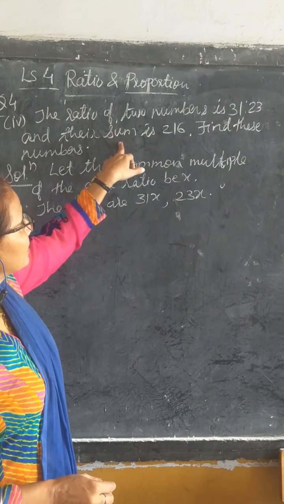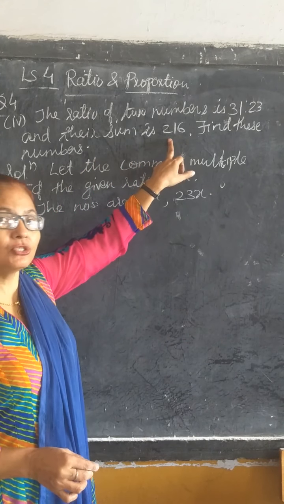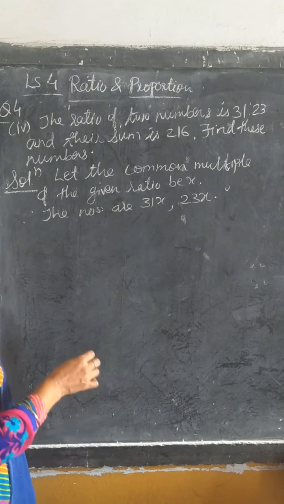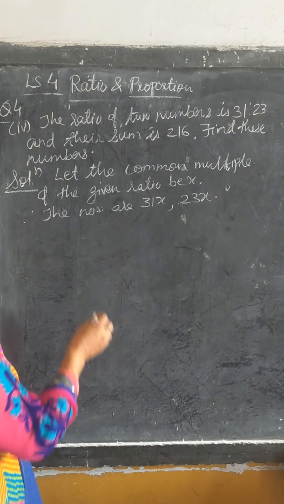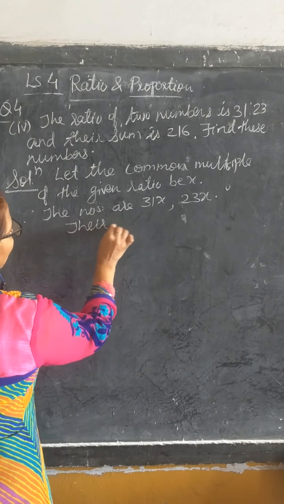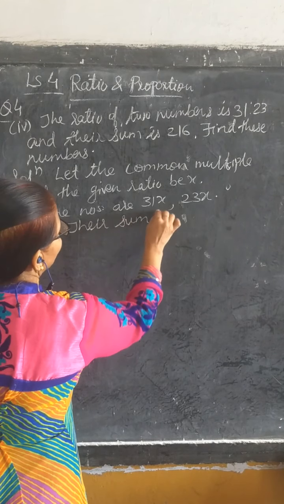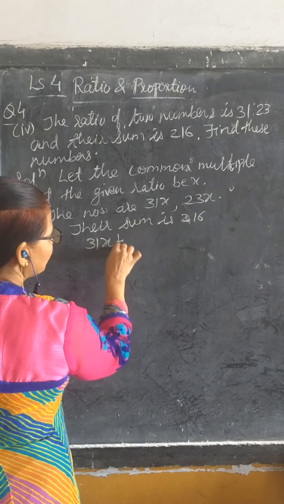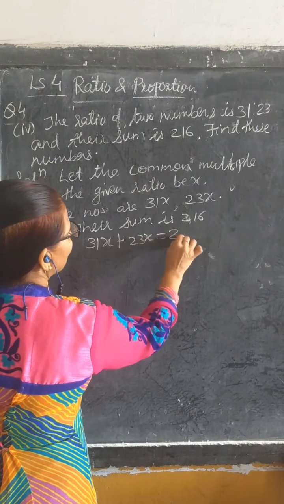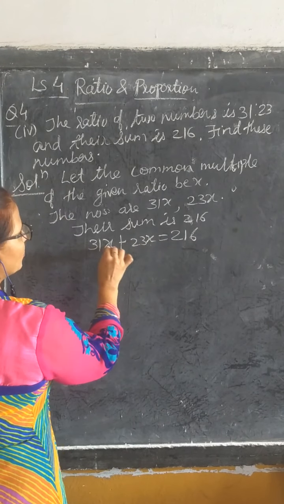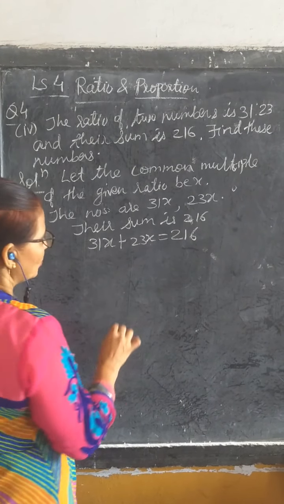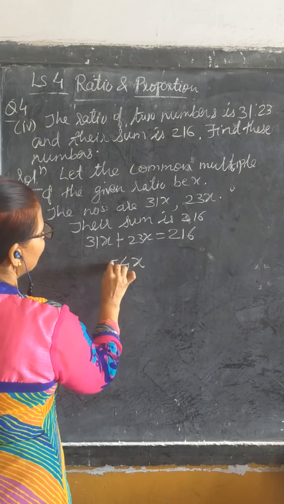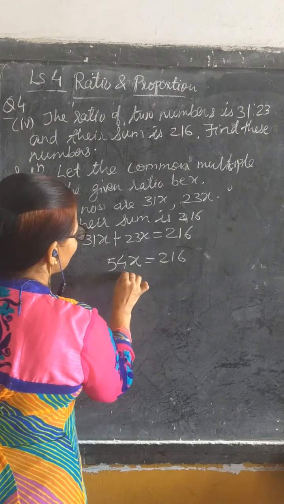That the sum of these numbers is 260. Sum means, you know, addition. So we will write down according to the question. Here we have been given their sum is 260. So now let's write 31x plus 23x is equal to 260. Now simplify this, as you know these are like terms, so you can add this. So x will remain as it is, 31 plus 23 is 54, so 54x is equal to 260.